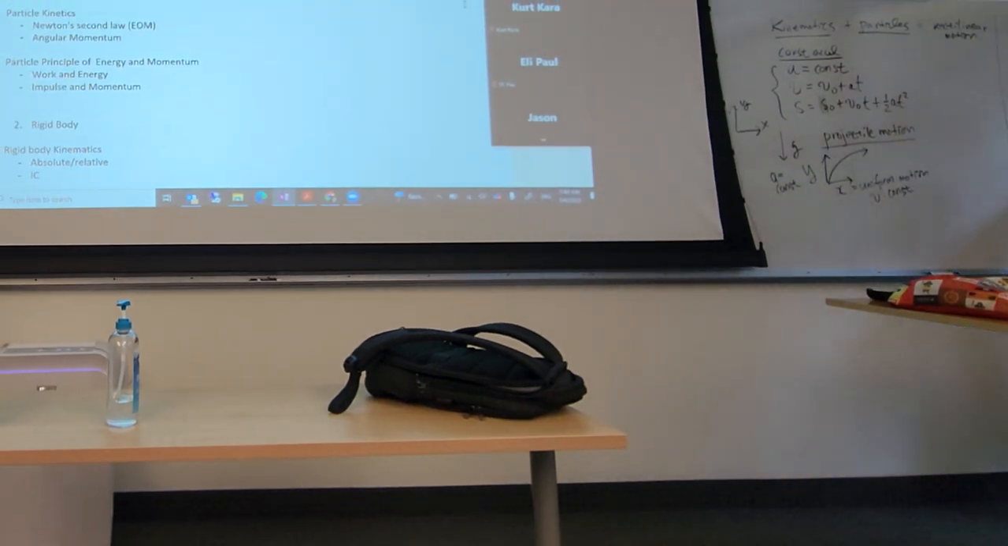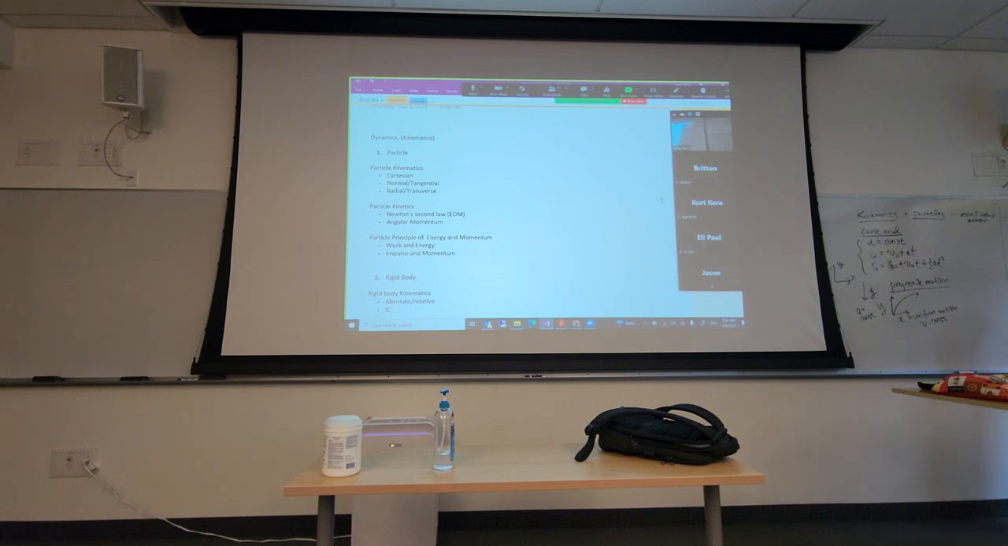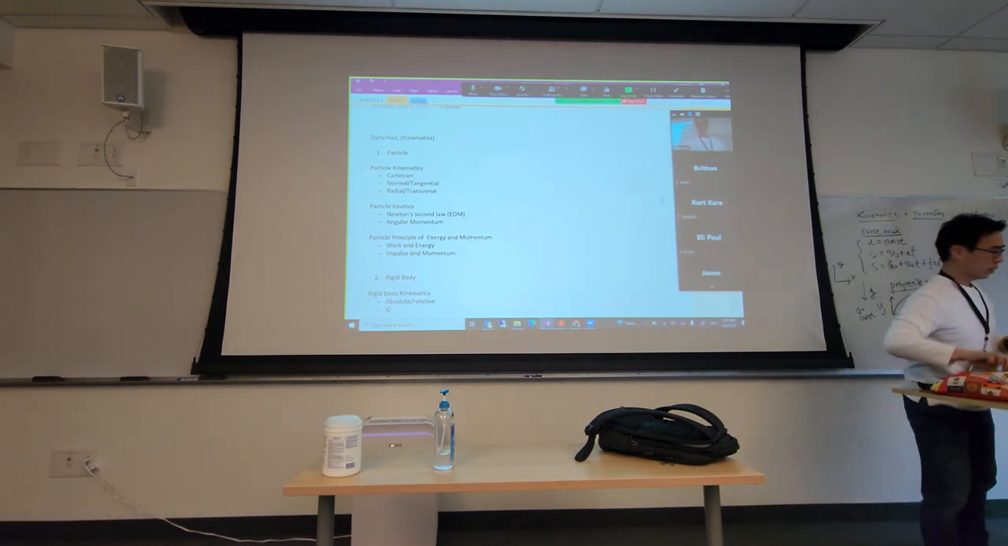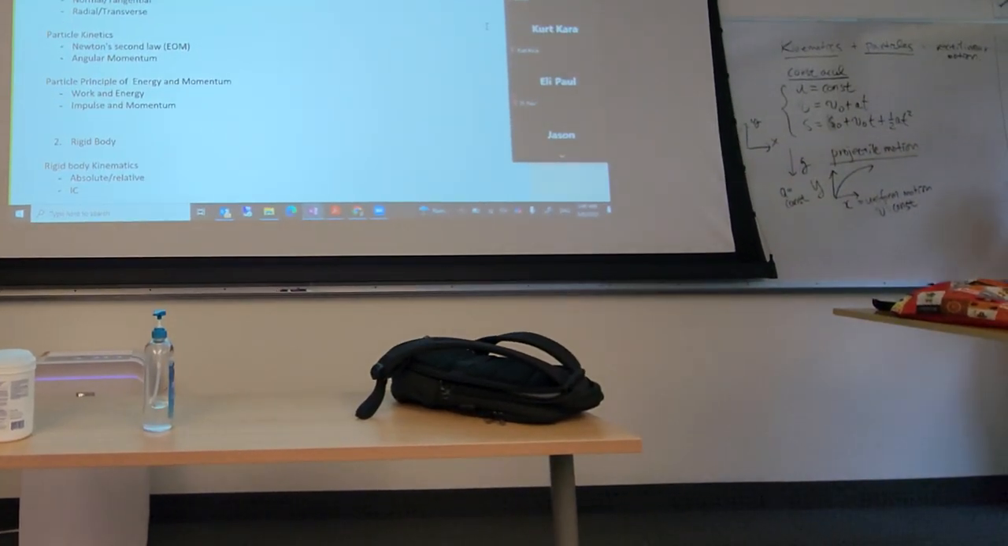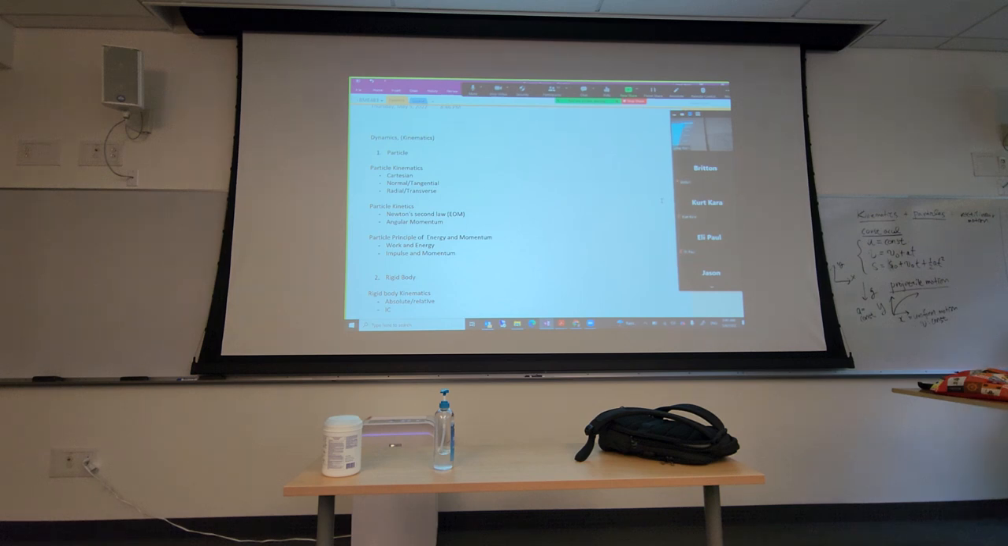But if your particle moves along a curved path, do you remember what coordinate systems we use? Radial and transverse, and normal and tangent, right? So if a particle is moving along a curved path like this, what is the direction of your velocity? Velocity is always in the tangential direction. There is no normal component. But if you are handling accelerations, acceleration has two components. One is tangential acceleration, and then you have normal acceleration.